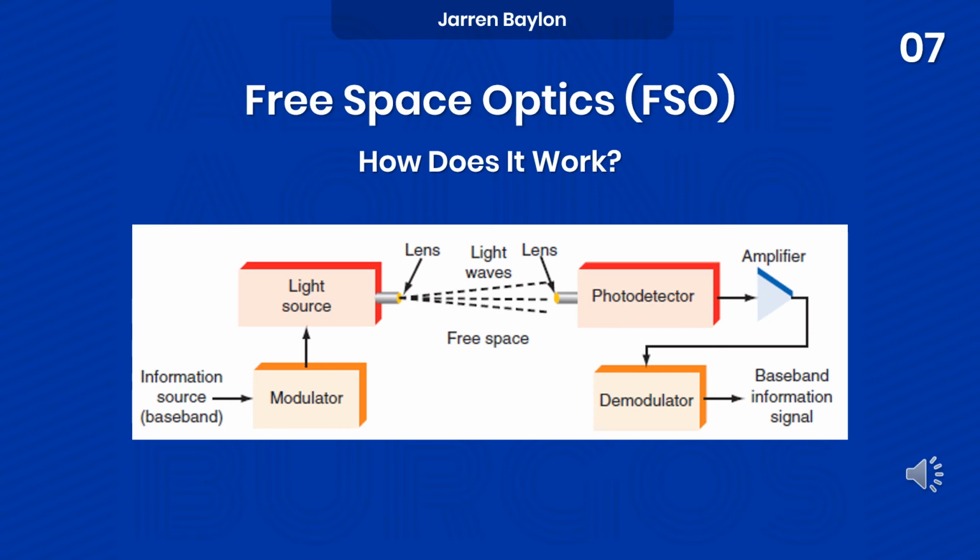Now, how does free space optics work? FSO technology uses a pair of FSO units, each consisting of an optical transceiver. There is a laser transmitter and a photodetector receiver that provides full duplex communication without the fiber.